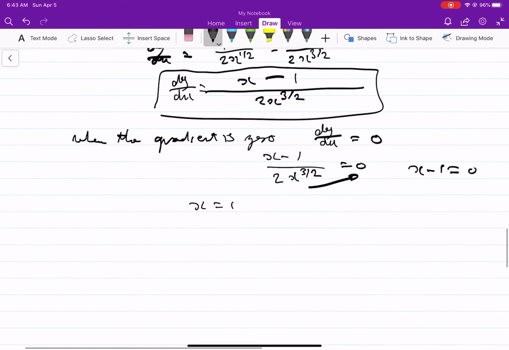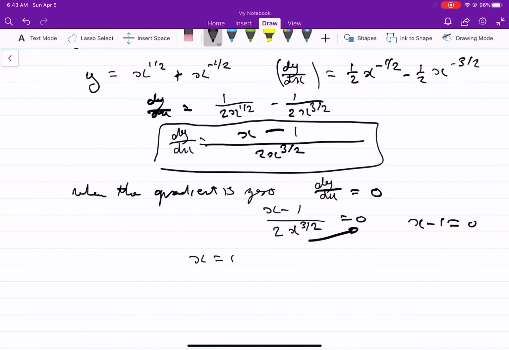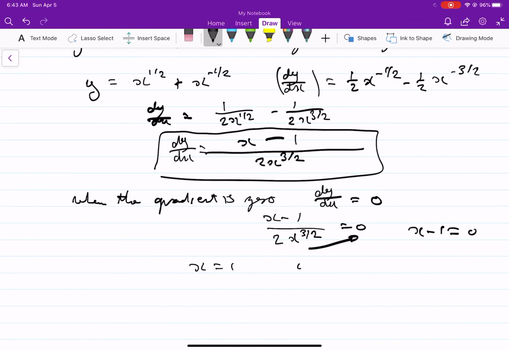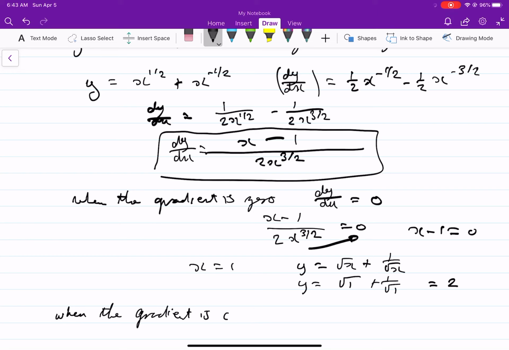But now that I have the x coordinate of the point where the gradient is 0, I simply plug it back into the y equation. Remember, y was root x plus 1 upon root x. When x is 1, y would be equal to the root of 1 plus 1 upon the root of 1, which is 2. So the point at which this gradient is 0 has coordinates 1, 2.